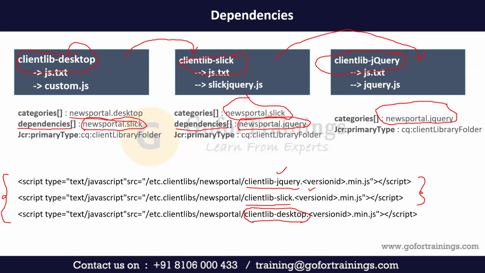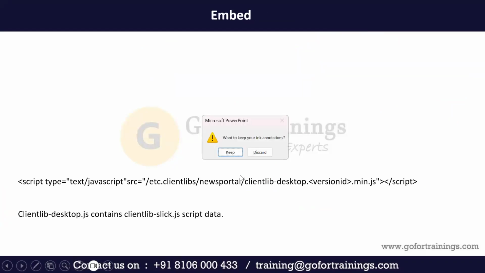So this is one of the certification questions. These two files will also be included because of this multi-level dependencies. Client lib-desktop is depending on Slick and Slick is depending on jQuery. Let's implement multi-level dependencies, the dependencies property.